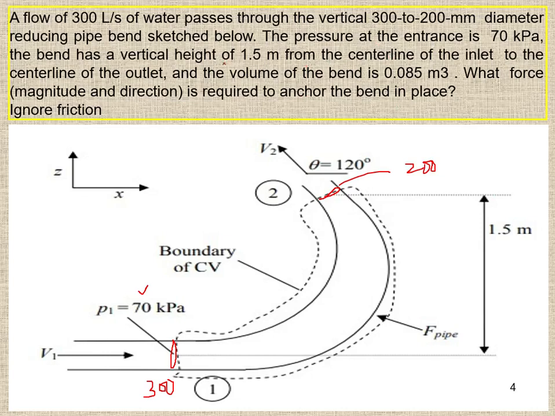So the bend has a vertical height of 1.5 meters, taken from the center line of the inlet to the center line of the outlet. So this is the center line of the outlet and the center line of the inlet. And the volume of the bend is 0.08 meter cube. The volume of the bend is given.